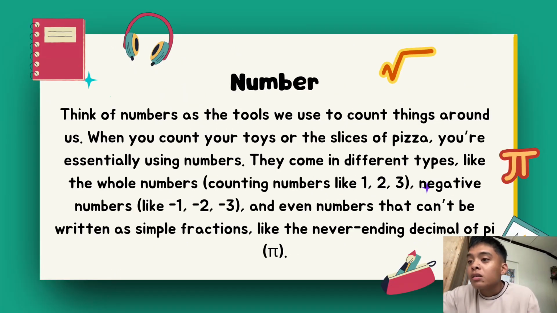Number. Think of numbers as the tools we use to count things around us. When you count your toys or the slices of pizza, you're essentially using numbers. They come in different types, like whole numbers, counting numbers like 1, 2, 3, negative numbers like -1, -2, -3, and even numbers that can't be written as simple fractions, like the never-ending decimal pi.